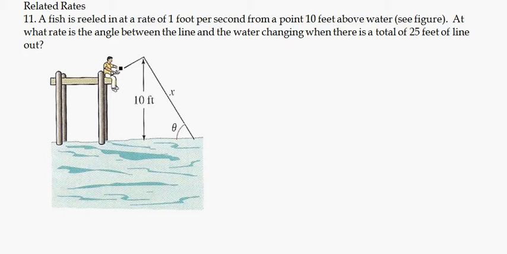And we're asked to find at what rate this angle between the line and the water is changing when there is a total of 25 feet of line out. So since this is the end of the fishing pole, that means x is 25. Okay, so notice that we do have a right triangle here. So we can use our trig ratios, and we see that sine of theta equals 10 over x. So my two variables are x and theta.